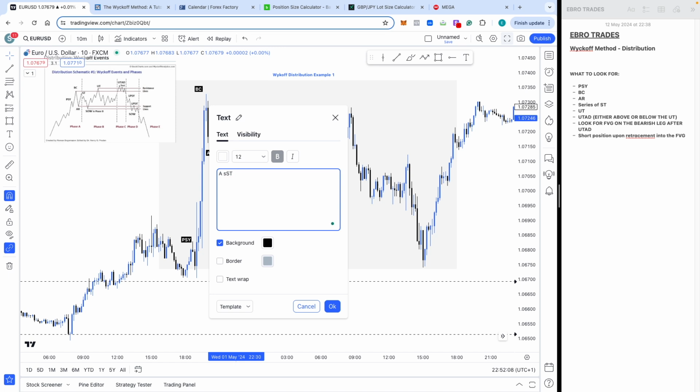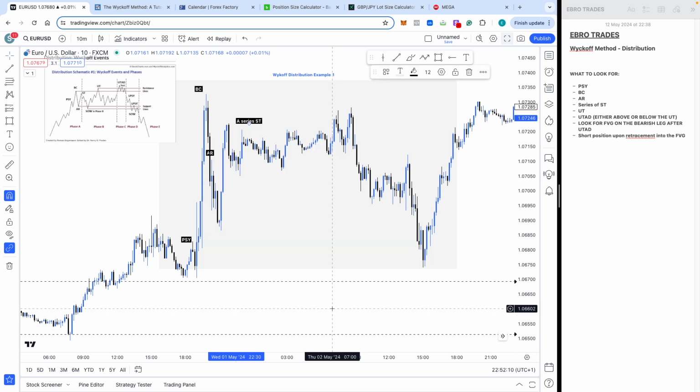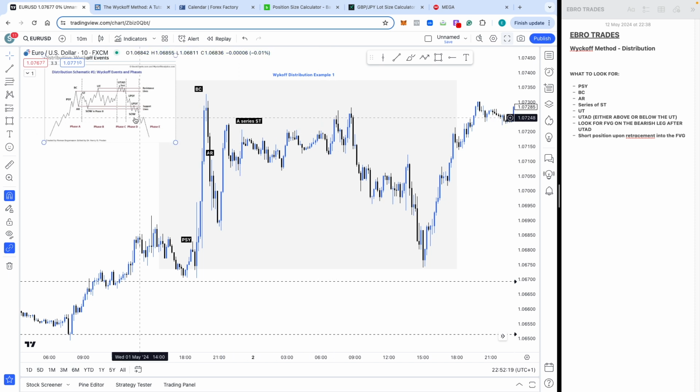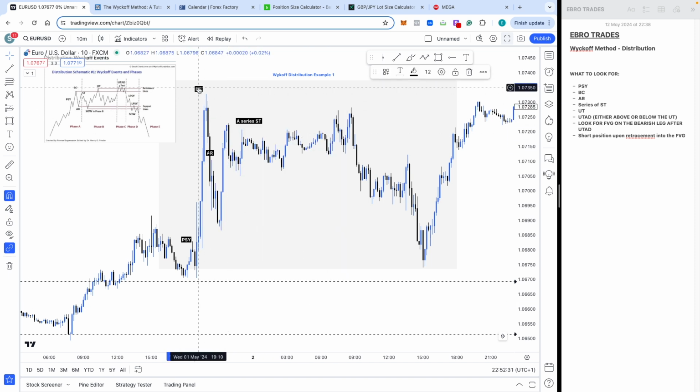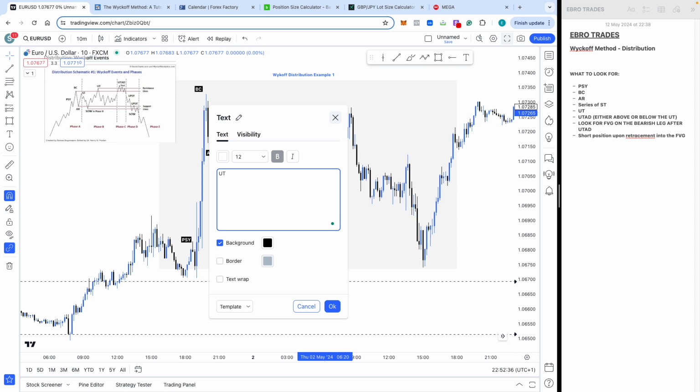Because essentially what I'm waiting for. So how do I know it's a secondary test and not a UT? Well, the UT is gonna reveal itself. It's gonna be a high that protrudes above any secondary test. And so here you could quite clearly see that this is our UT, because it sweeps the liquidity of all prior STs.